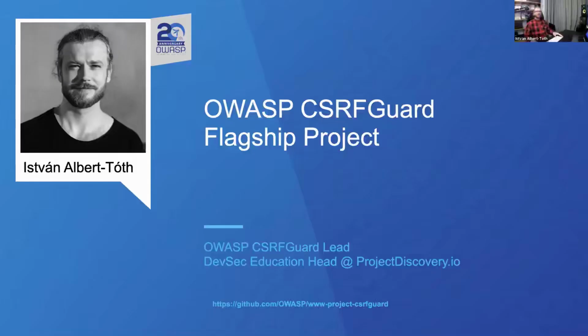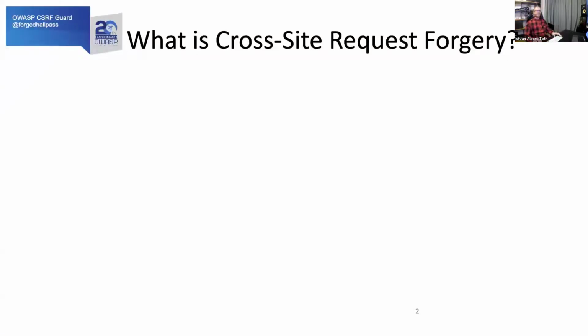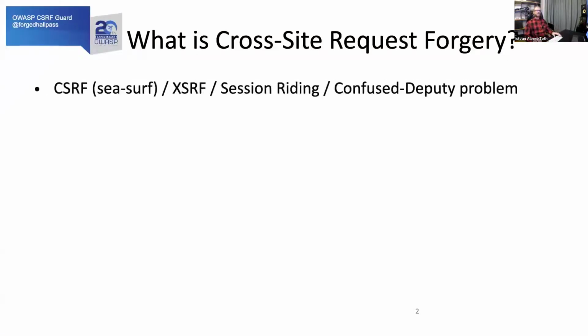So I'm going to talk to you about cross-site request forgery attacks today, mostly about the CSRFGuard project. But since I know for a fact that there are a lot of people who have trouble understanding all the corner cases and all the scenarios that a CSRF attack might require, I'm going to start with the basics. So what is actually cross-site request forgery?